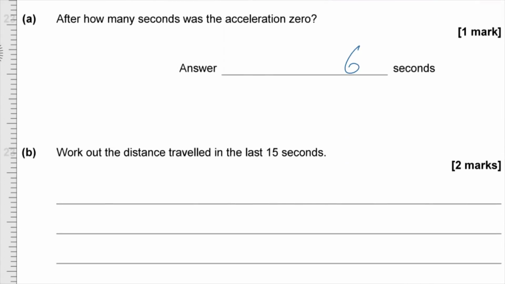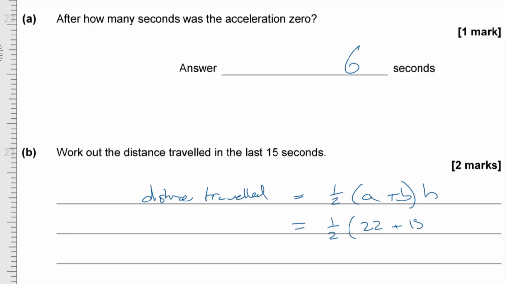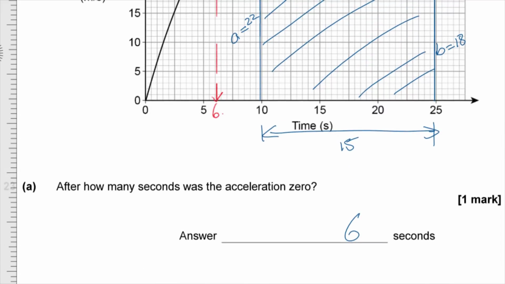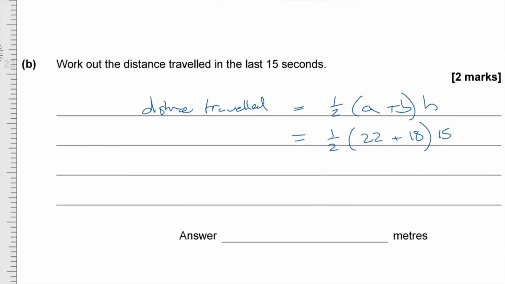So distance travelled is going to be a half a plus b times h, the formula for a trapezium, which was a half of 22 plus 18 times 15. Got those right? 22, 18, 15, yeah. So half of 22 plus 18. 22 plus 18 is 40 divided by 2. So half times 40 times 15. Half of 40 is 20. 20 15s are 300. So it's 300 meters.